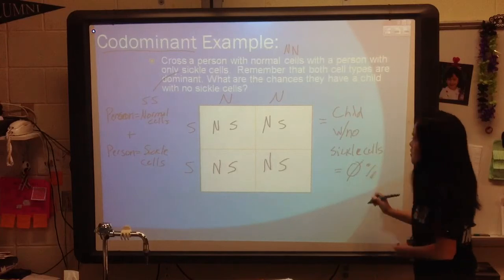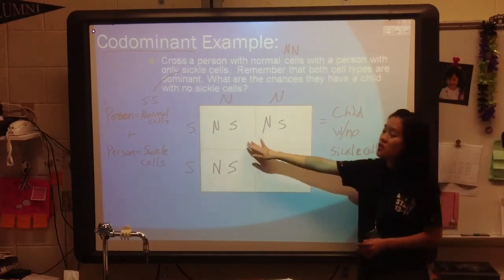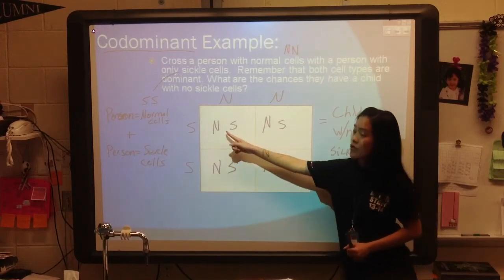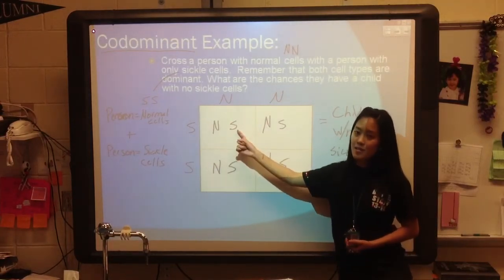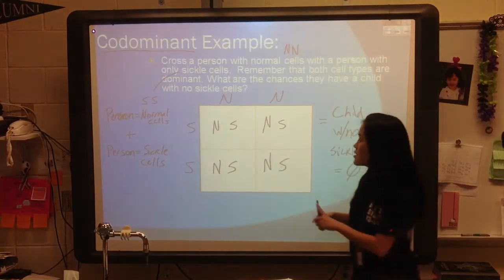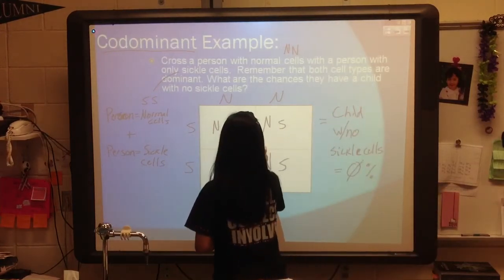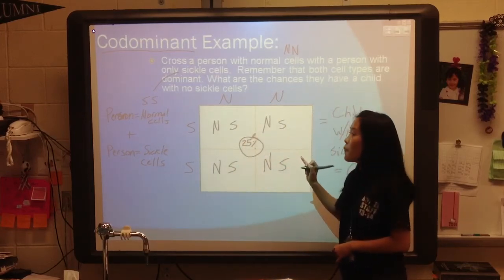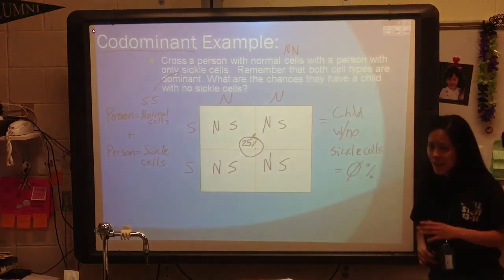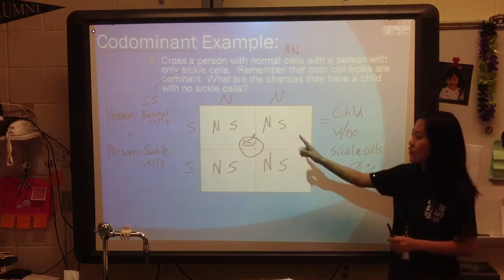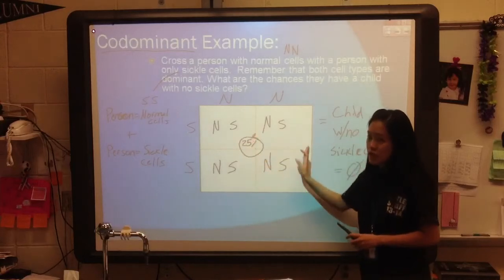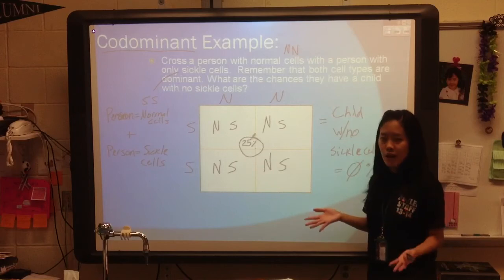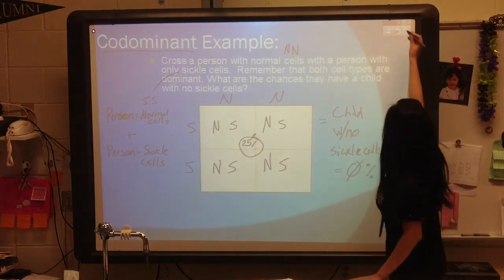Okay? All of their children, boy or girl, will have normal cells and sickle cells. Remember that these boxes represent a 25% chance each. But it's really saying that if I have a child, it's a 1 in 4 chance, or actually in this case, a 100% chance that all of my kids would have normal and sickle cells. There's no other option there. Okay, let's go ahead and continue.